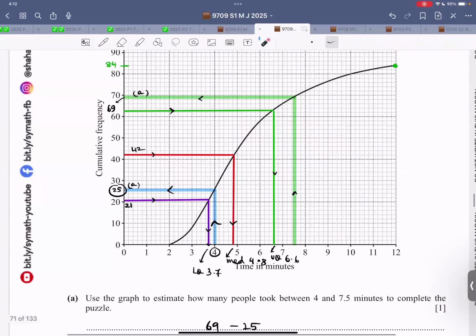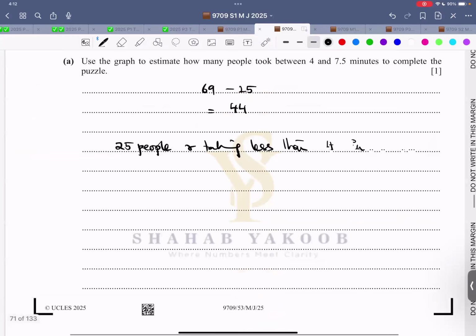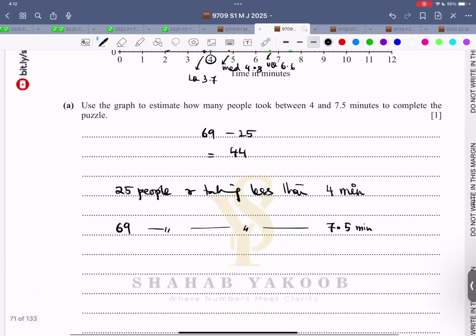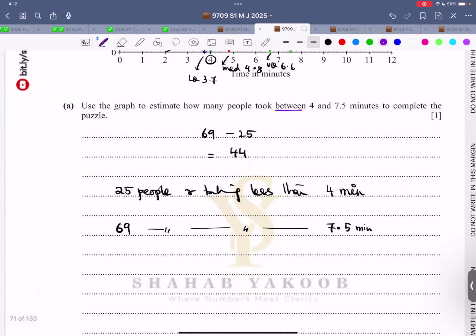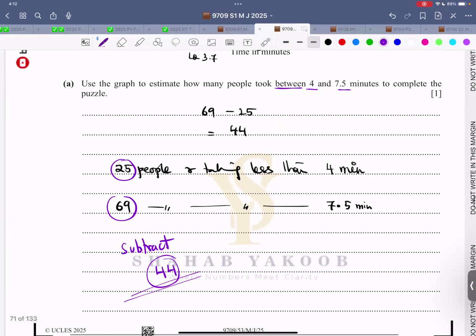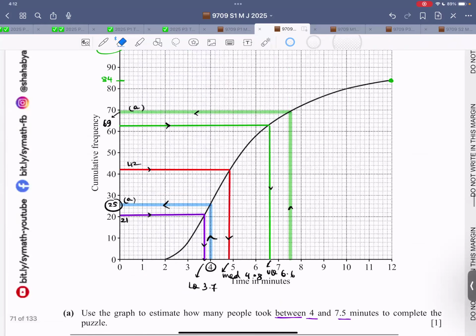And then when I go to this one, 7.5 minutes, this corresponding value is 69. This is just an approximate number. So 69 people are taking less than how many minutes? 7.5 minutes. So they are asking how many people took between these two values. So this is 25, this is 69, subtract. So when I subtract, I get this answer as 44. So that is how this working is technically done. Got it? Now the next one.